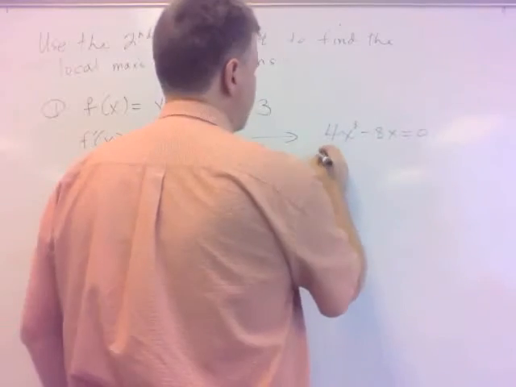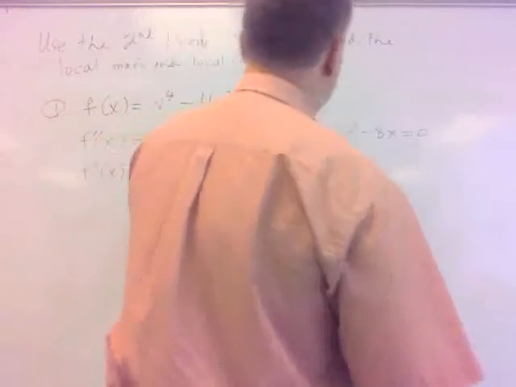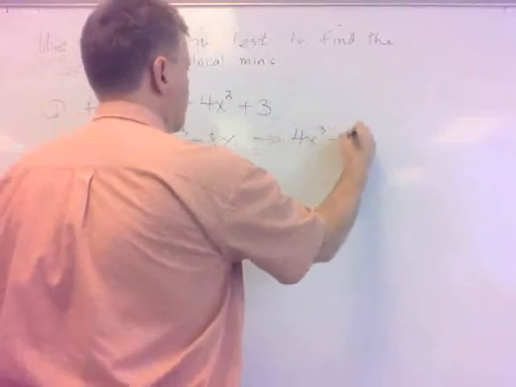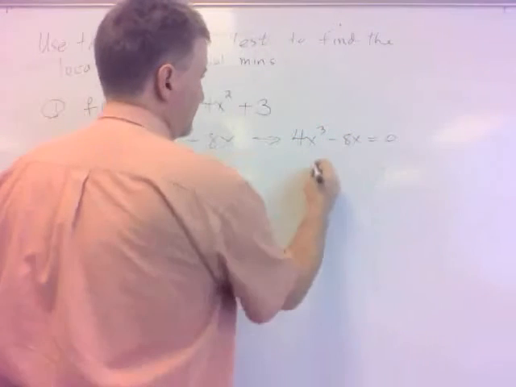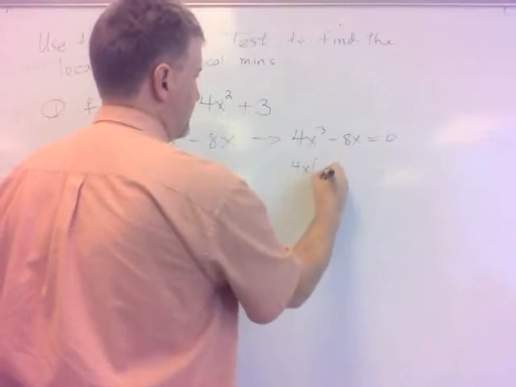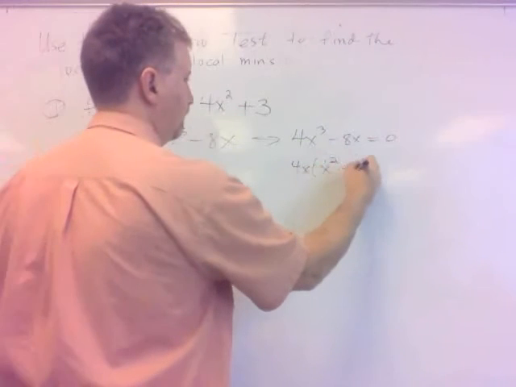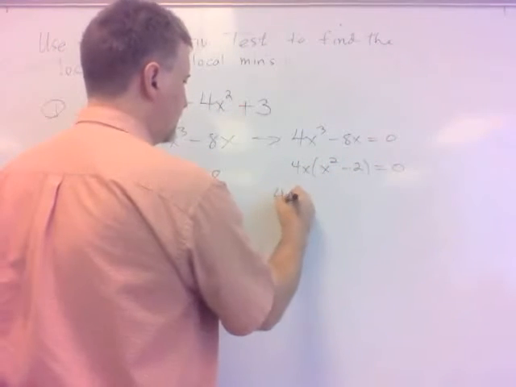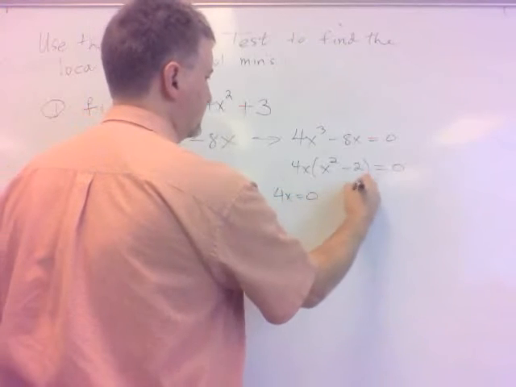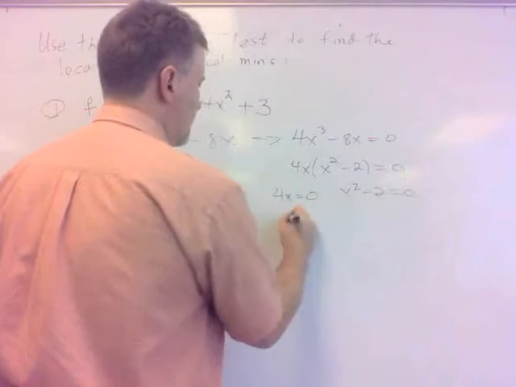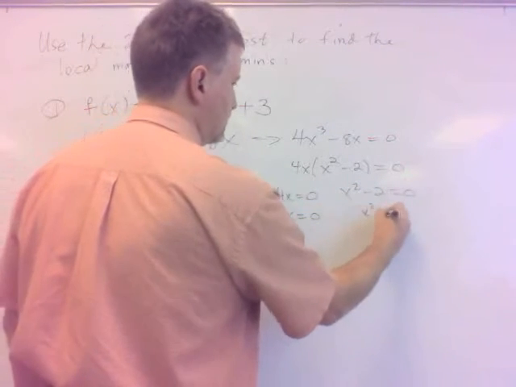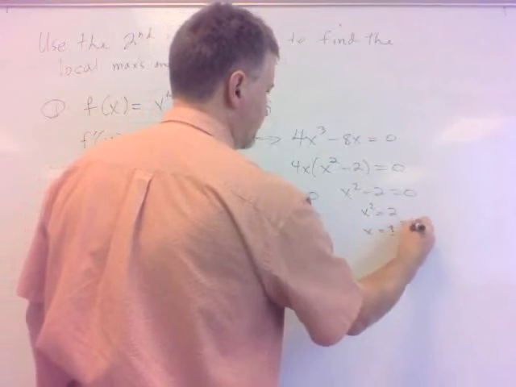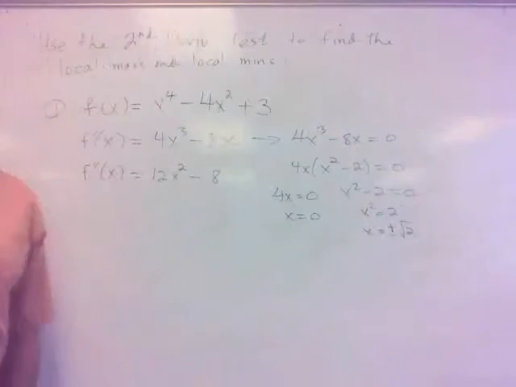And so, what would the critical numbers here be? Well, you've got a 4x common factor, so let's pull that out. And so I get 4x equals 0, x squared minus 2 equals 0. So I got x is 0, x squared equals 2, so x is plus or minus the square root of 2.